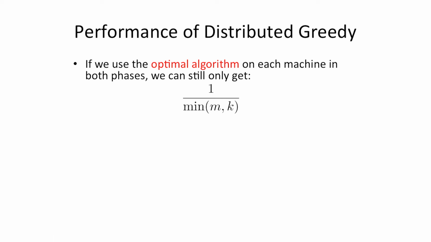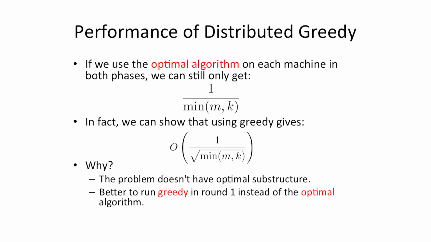But it turns out that this is not quite the case. In fact, one can show a slight improvement over this. So it actually turns out that running the optimal algorithm on each of the machines is not a good idea. In fact, using greedy is better if one cares about worst case performance, because at least that gives us 1/√m approximation. And the reason for this is that the problem doesn't quite have optimal substructure. So it's not necessarily helpful to do the optimal thing.